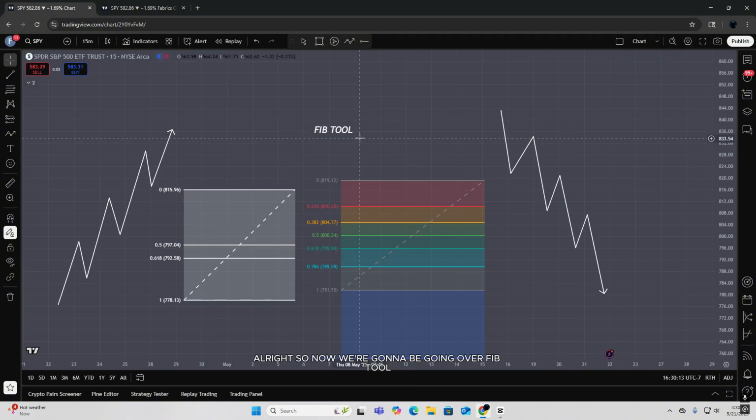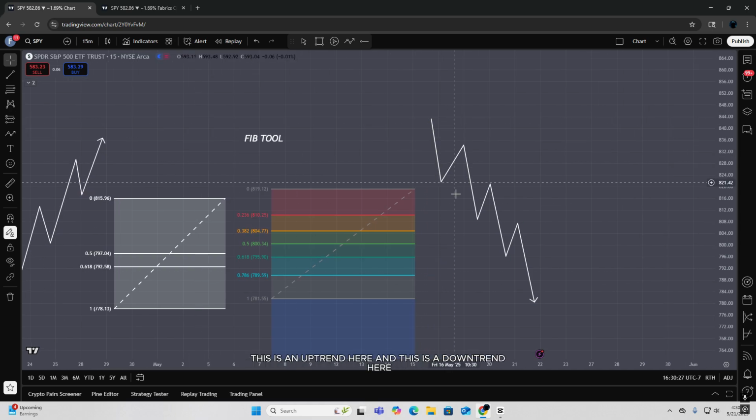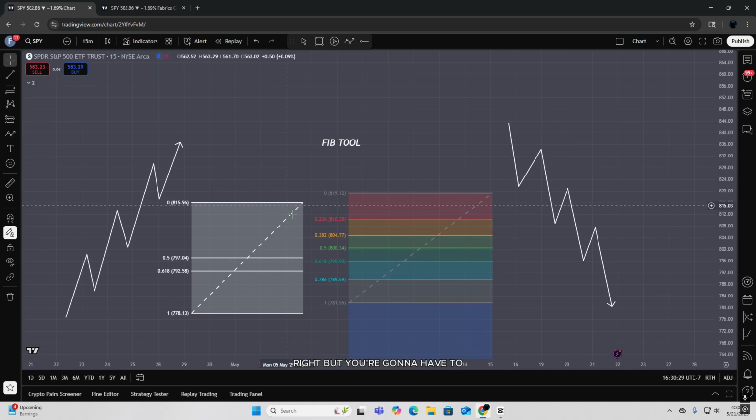All right, so now we're going to be going over the Fib tool. So basically what a Fib tool is, is a Fibonacci retracement. You're going to use this to see where we are most likely going to retrace to. Obviously, for you to actually use this, you're going to have to identify the trend. This is an uptrend here and this is a downtrend here. But you're going to have to know your trend.